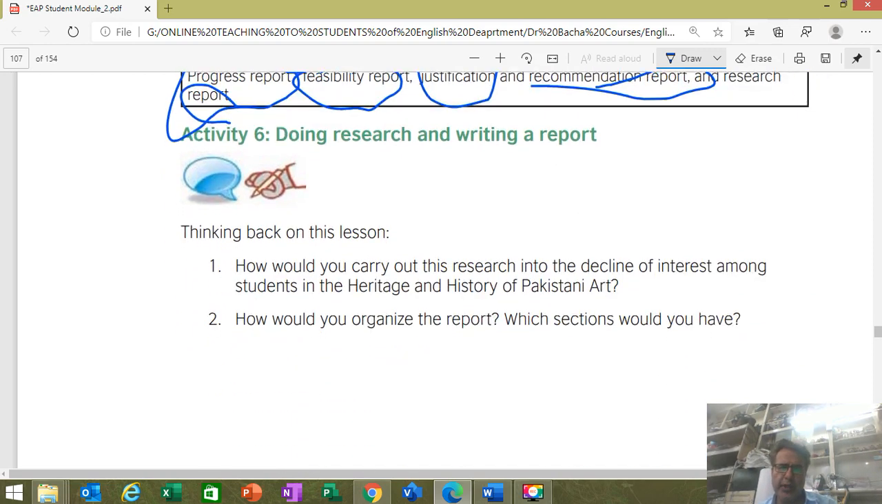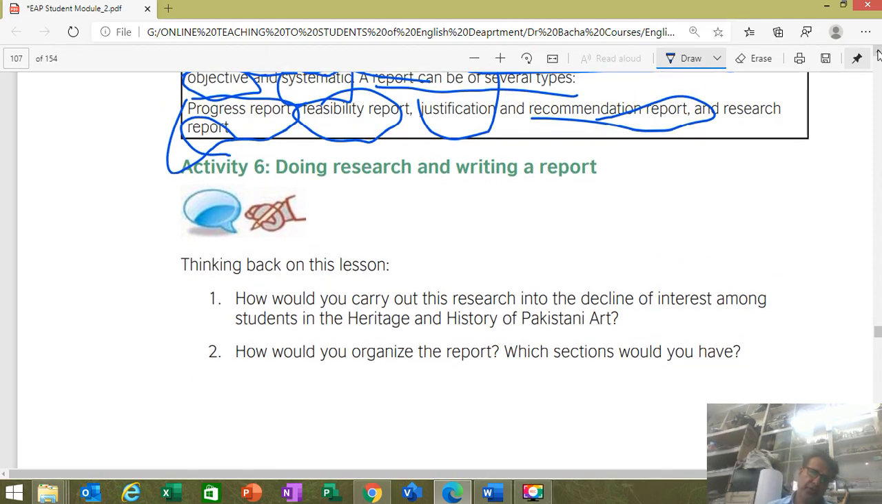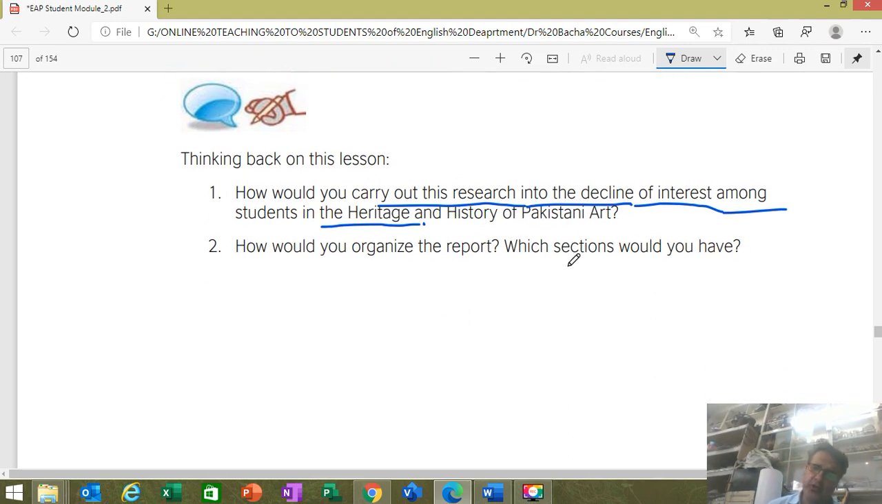Doing research and writing a report. Thinking back on this lesson, how would you carry out this research into the decline of interest among students in the heritage and history of Pakistani art? How would you organize the report? Which sections would you have? You have to look at this.